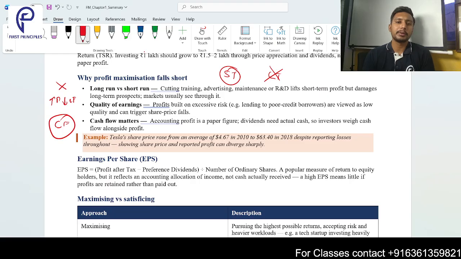Then there are profits built on excessive risk. Along with that, cutting training, advertising, and maintenance damages your long-term prospects. Markets will usually see through it: you might make money in the short term, but in the long term it will be damaging. If your quality of earnings is not good, that is again a problem. And finally, cash flow matters. Accounting profit is a paper figure. Dividends need actual cash.